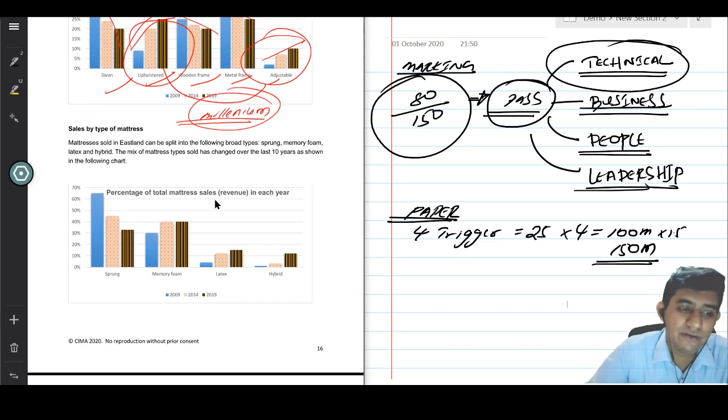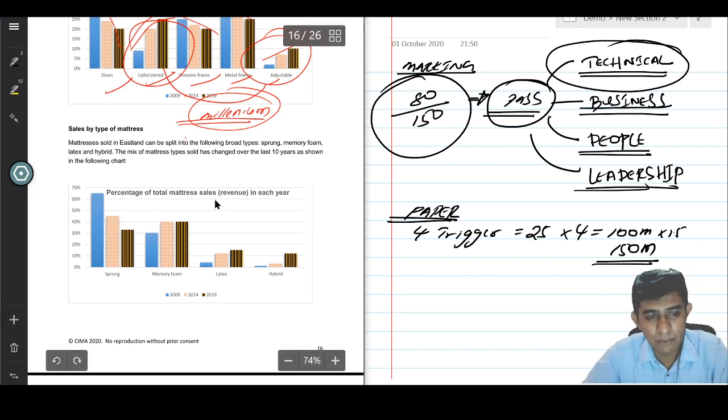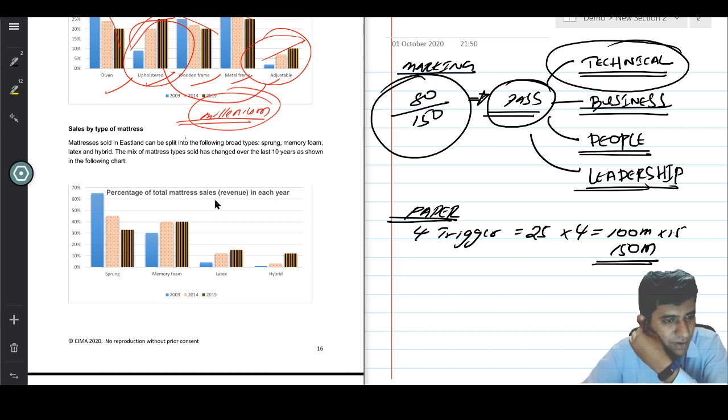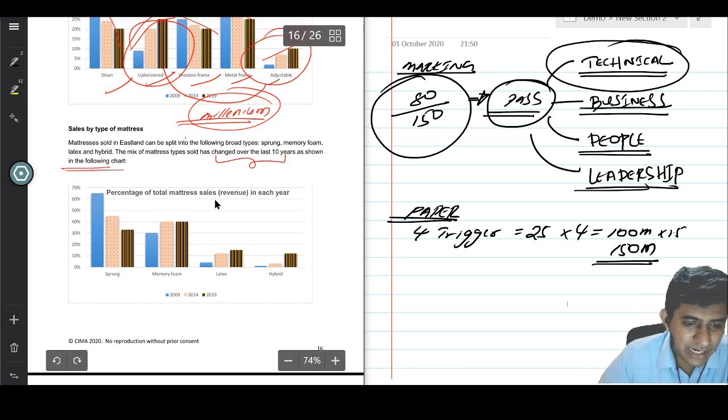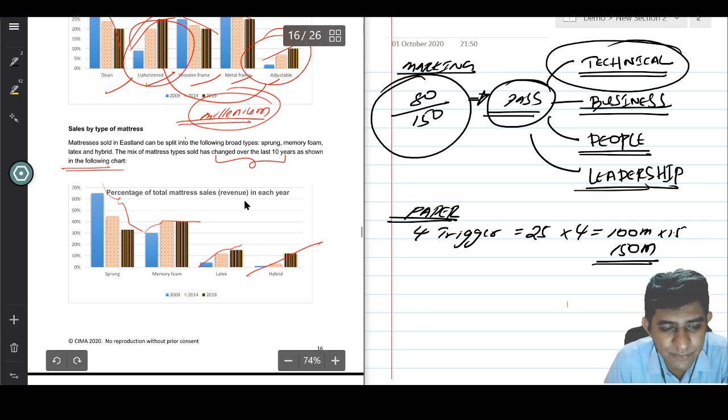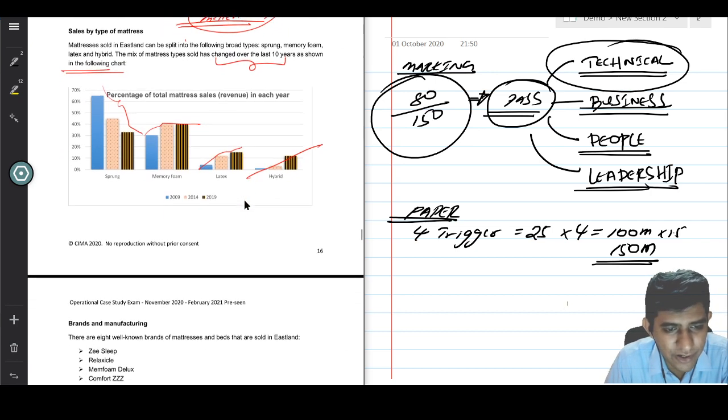Sales by type of mattress. Mattresses sold in the Eastland can be split into the following broad types: sprung, memory foam, latex, and hybrid. The mix of the mattress types sold has changed over the last 10 years in the following charts. So they have again given that. Again, if you generally see, the hybrid bed is going up, latex is going a little higher, but memory foam is almost stagnant, and the sprung bed is reducing. I generally think it is going down because people find it very difficult to dispose of it.